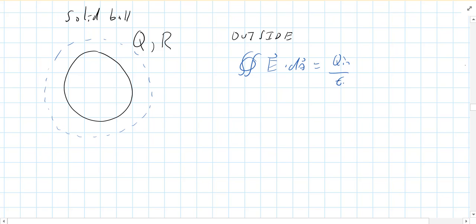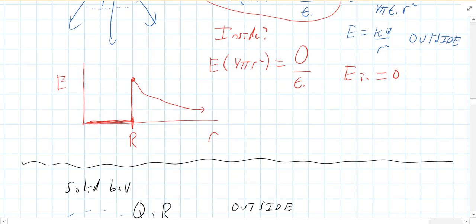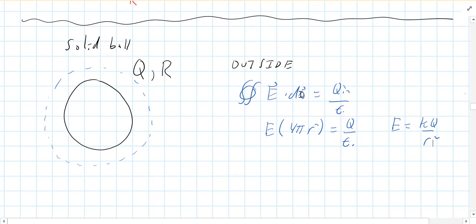Well, again, we picked a surface such that E is perpendicular to A at all points and the same strength at all points. So you end up with E times 4 pi r squared equals, well, how much of the total charge is inside that blue sphere? Well, all of it. So you get the same answer we got before. If you say that K is equal to 1 over 4 pi epsilon naught, you get E equals KQ over r squared. So it looks the same as a point charge. It's the same as the last example and the same as the previous video with a point charge.